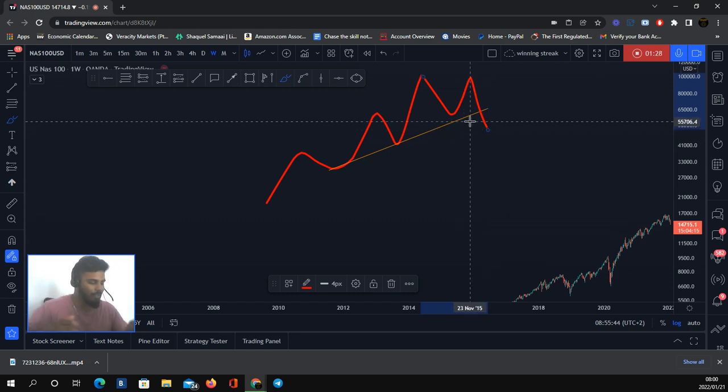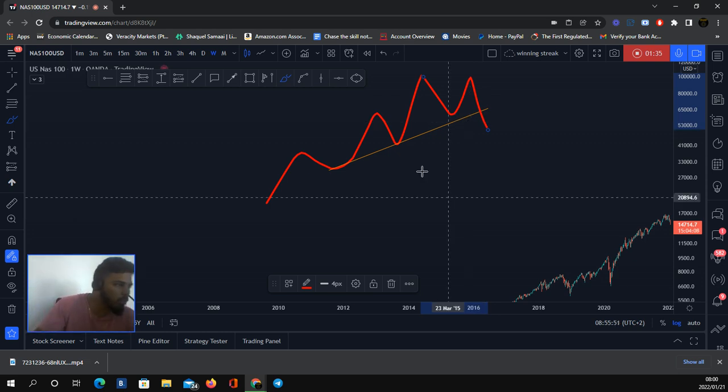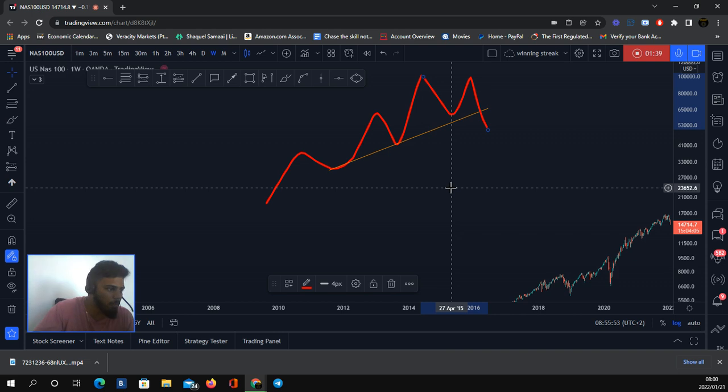So what does the trend line do? It helps to show where we can buy and sell, and when a market changes direction from one trend to another trend.